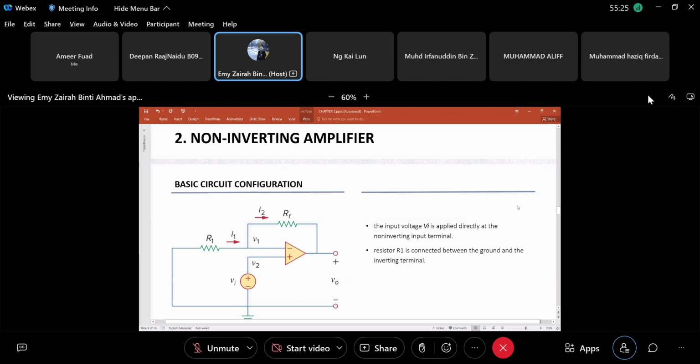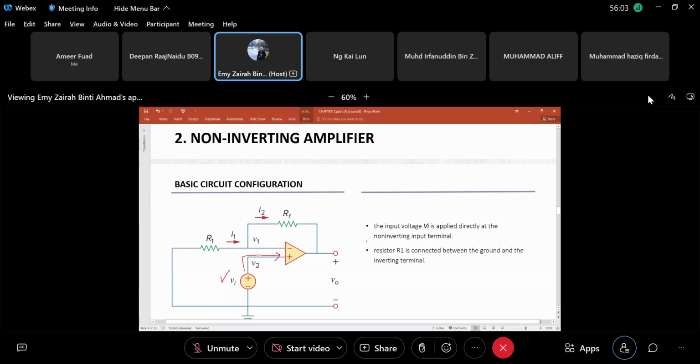Non-inverting amplifier. The input voltage is at a different location. As you can see from the circuit configuration, the input voltage V input is applied directly at the non-inverting, positive terminal. This is the input voltage applied directly to the non-inverting input terminal. That's why we regard it as a non-inverting amplifier.